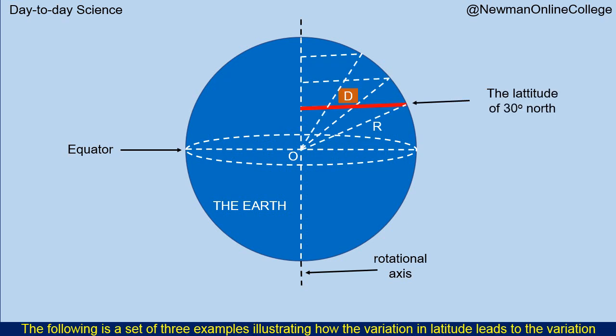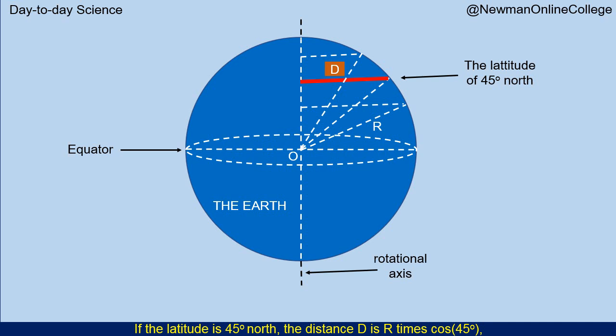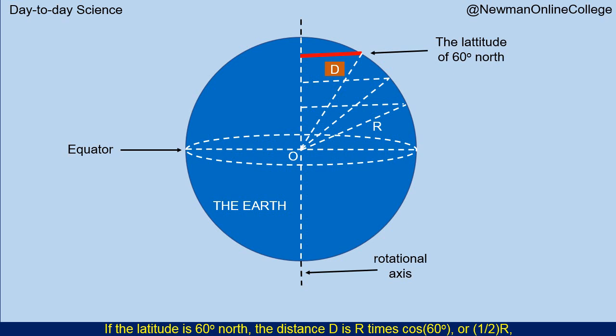The following is a set of 3 examples illustrating how the variation in latitude leads to the variation of the distance d. If the latitude is 30 degrees north, the distance d is r times cosine of 30 degrees, which is equal to square root of 3/2 times r, where r is the radius of the Earth. If the latitude is 45 degrees north, the distance d is r times cosine of 45 degrees, which is equal to square root of 2/2 times r, which is shorter than that of the latitude of 30 degrees north. If the latitude is 60 degrees north, the distance d is r times cosine of 60 degrees, or 1/2 of r, which is shorter than that of the latitude of 45 degrees north.